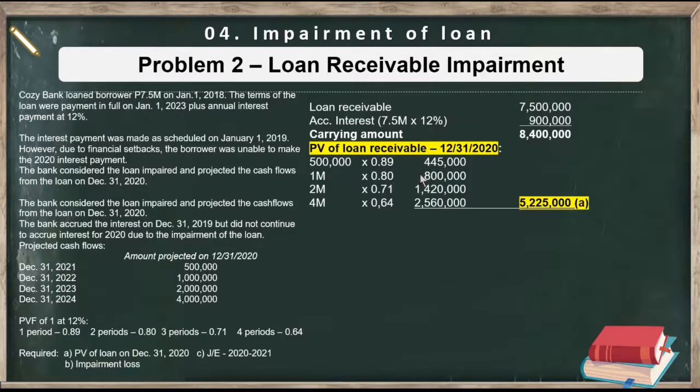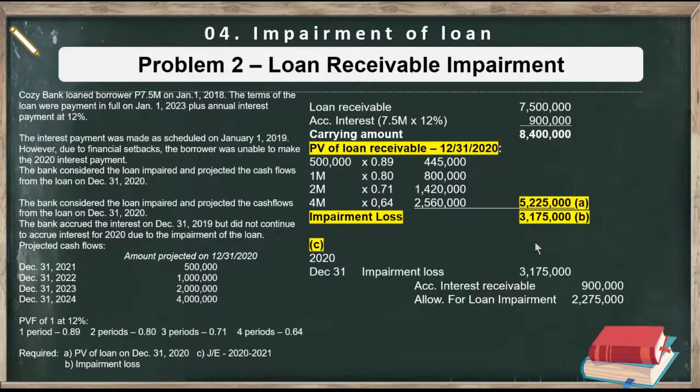And what is the present value of the loan? That's question A. So just multiply the expected cash flows from 2021 until 2024 by the present value factors. And then you will get a total of 5,225,000. So the difference would be the impairment loss. So 8,400,000 minus 5,225,000. So that's 3,175,000 impairment loss.